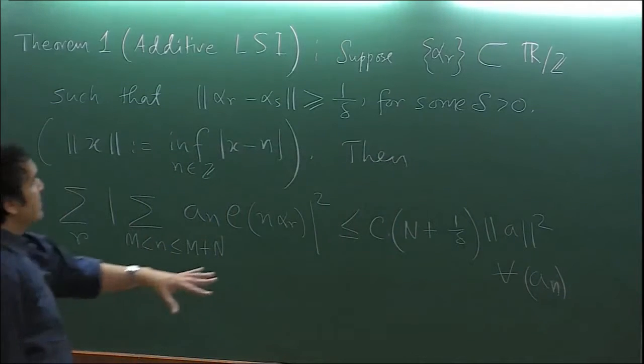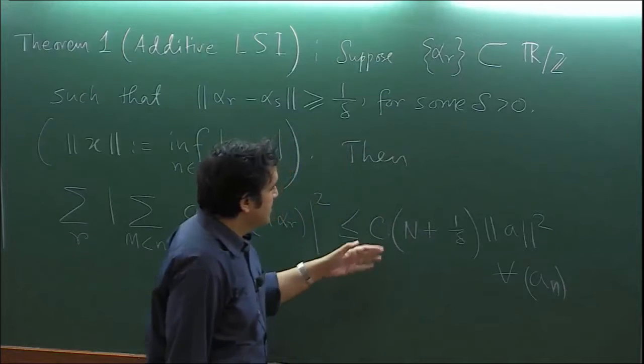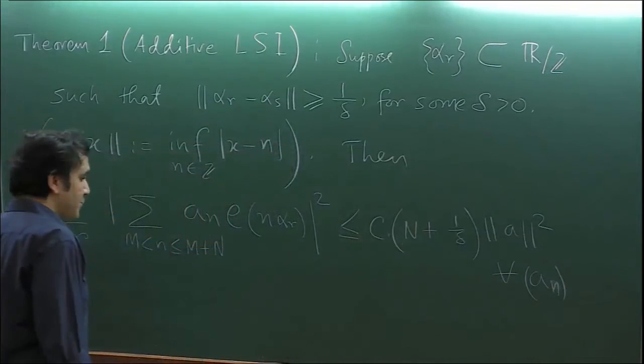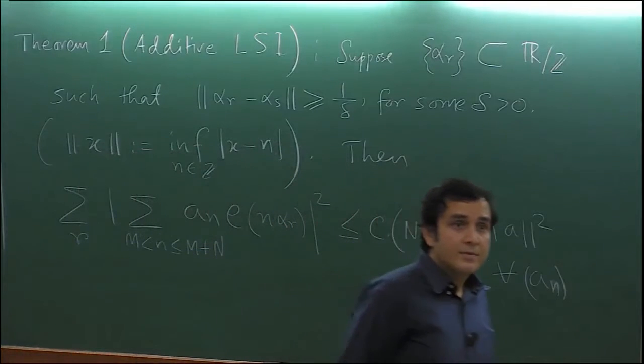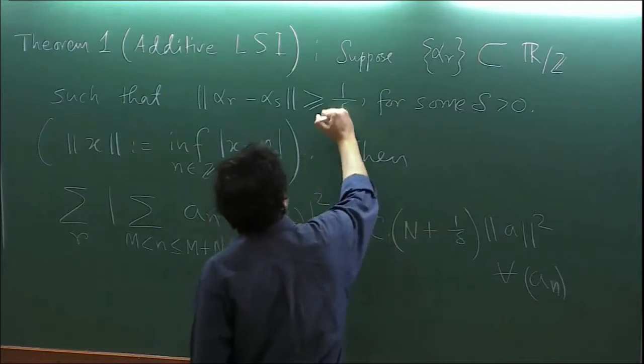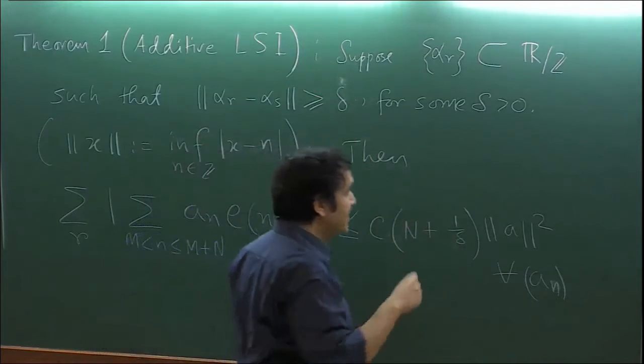So this is a weaker version of the theorem. The stronger version will give you less than or equal to (N minus 1 plus 1 by delta) with c equal to 1. But we are not proving that. Oh, sorry, here it is 1 by delta, not delta.